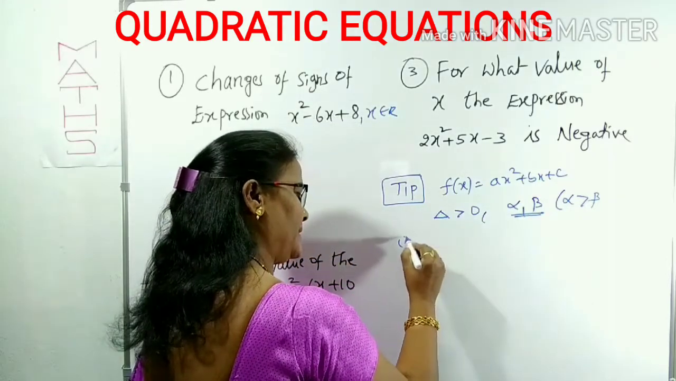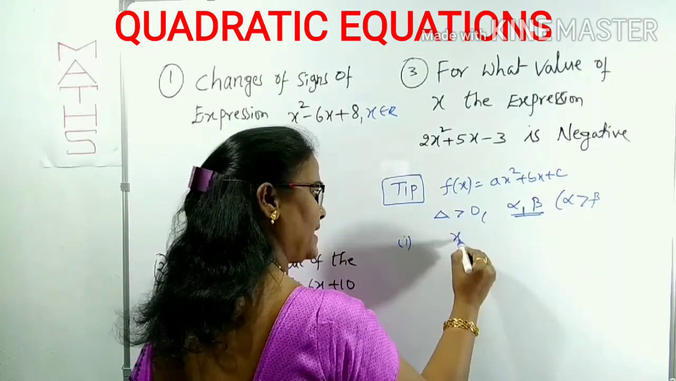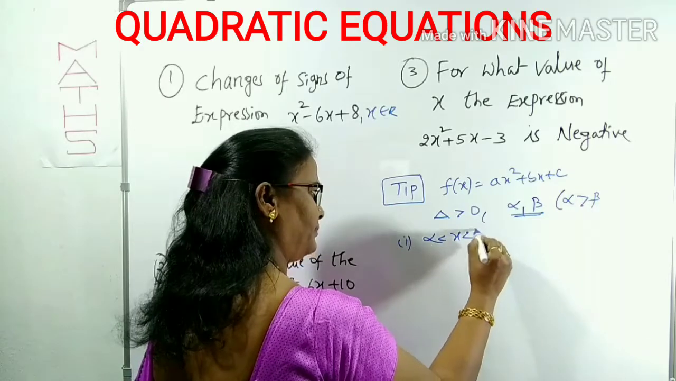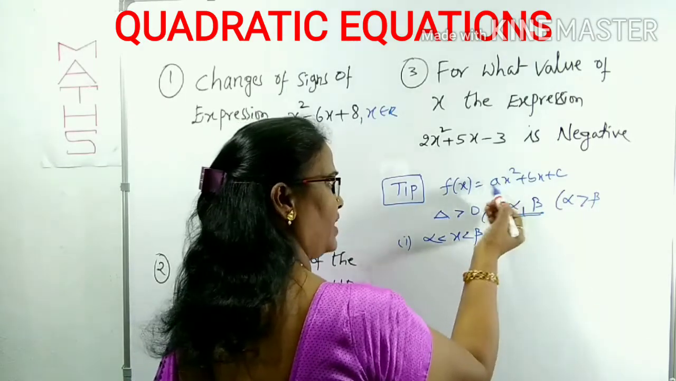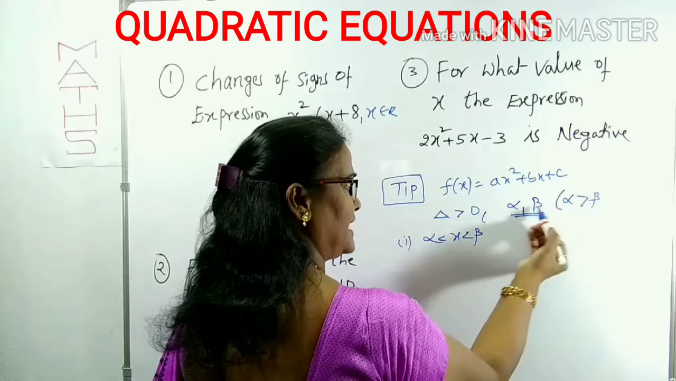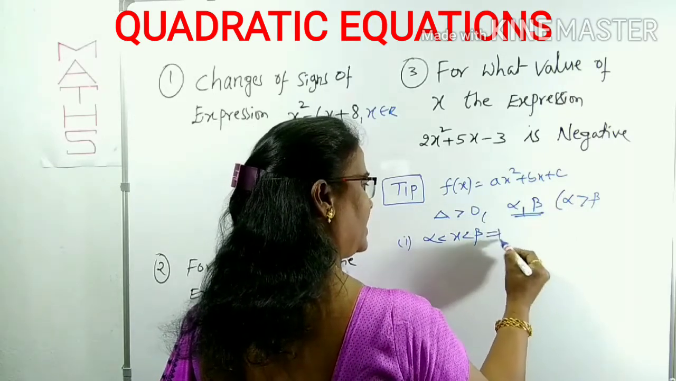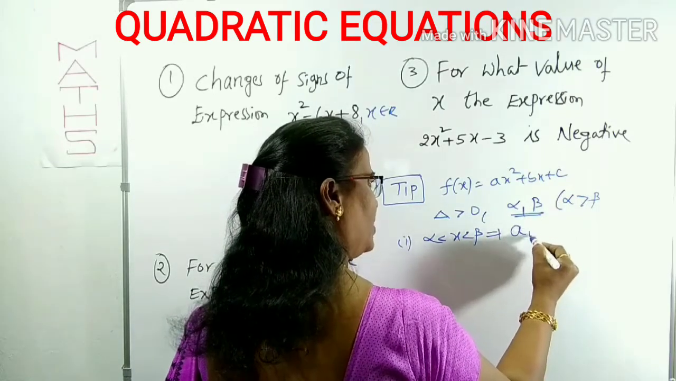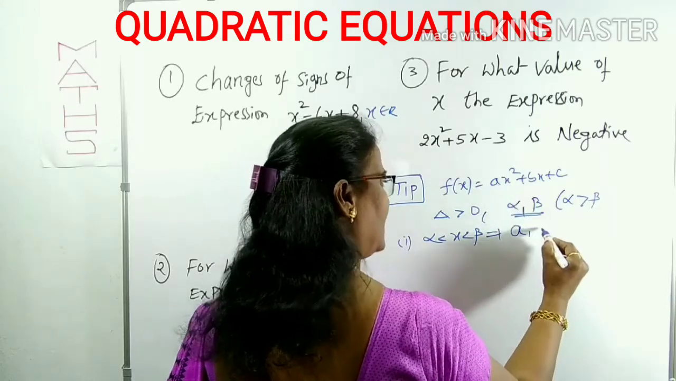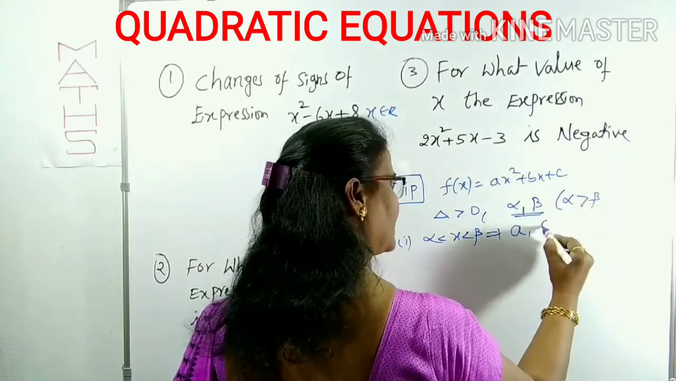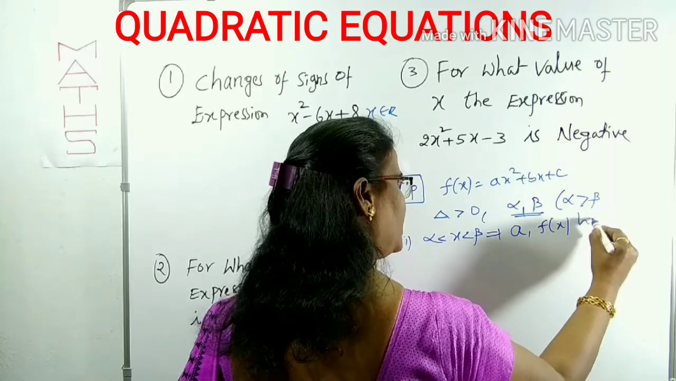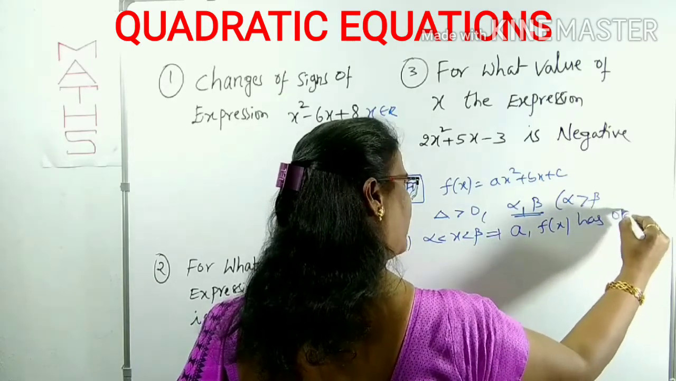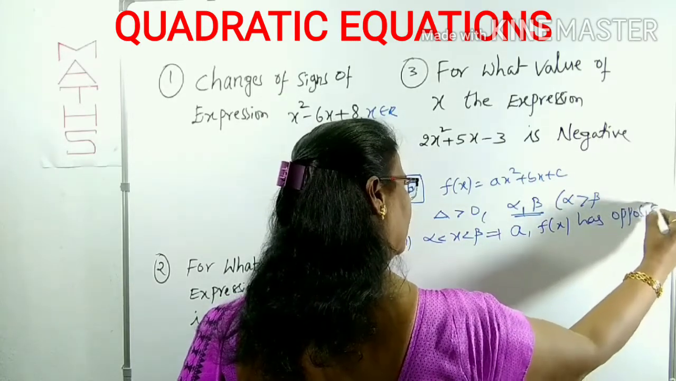Now there will be 2 cases here. When the x value lies between alpha and beta, between these 2 roots, then you can immediately recognize that the expression f of x has the sign opposite to a, the coefficient of x squared. That is one point you have to remember in your mind.